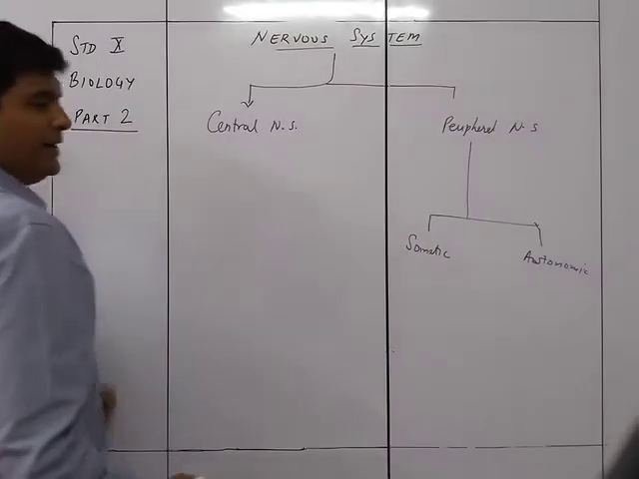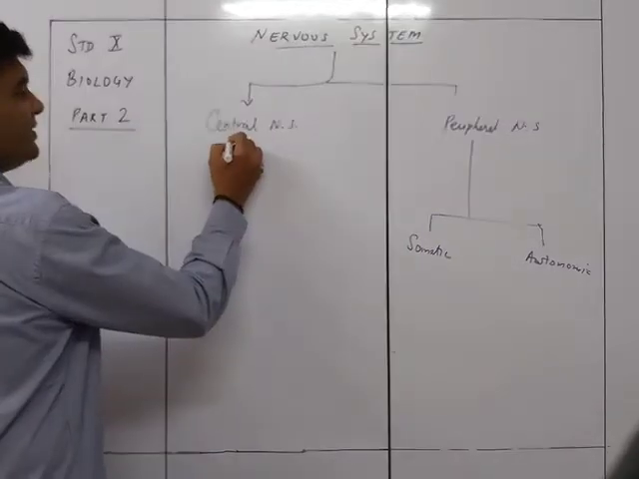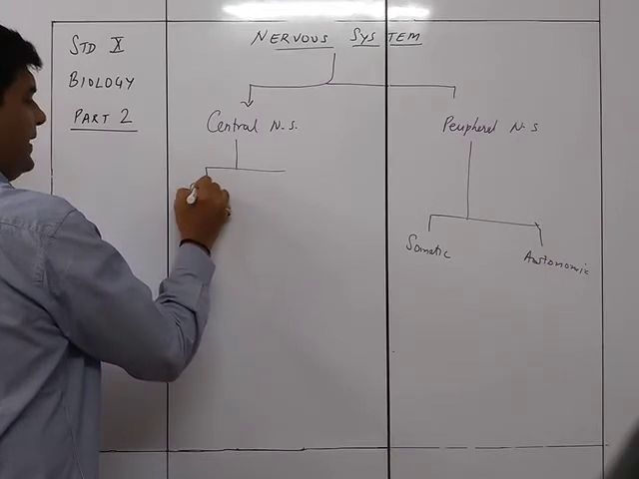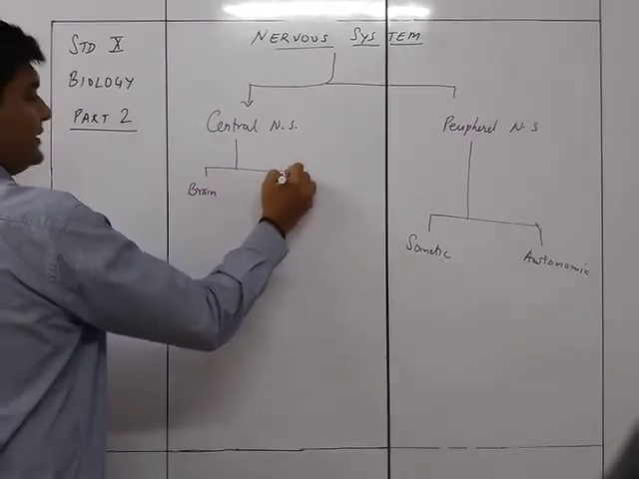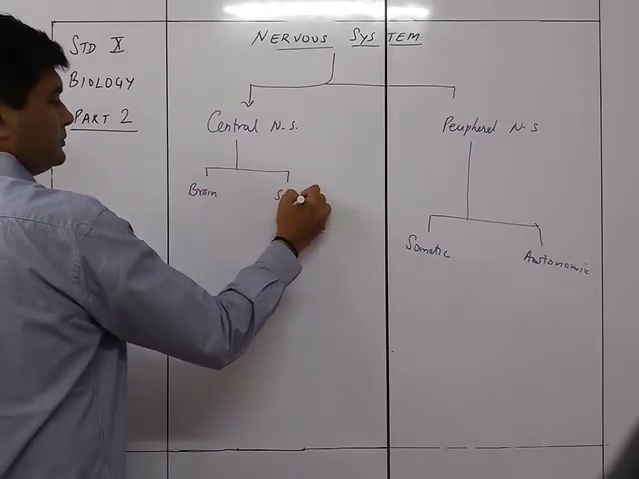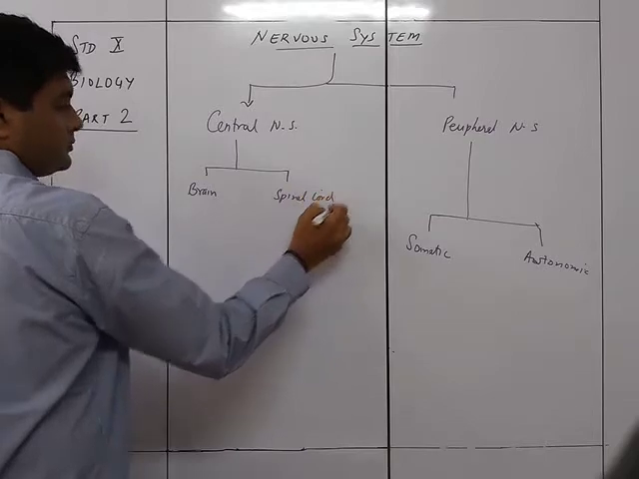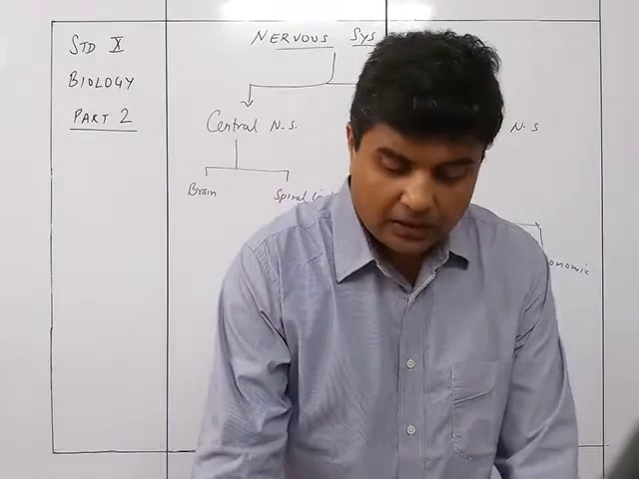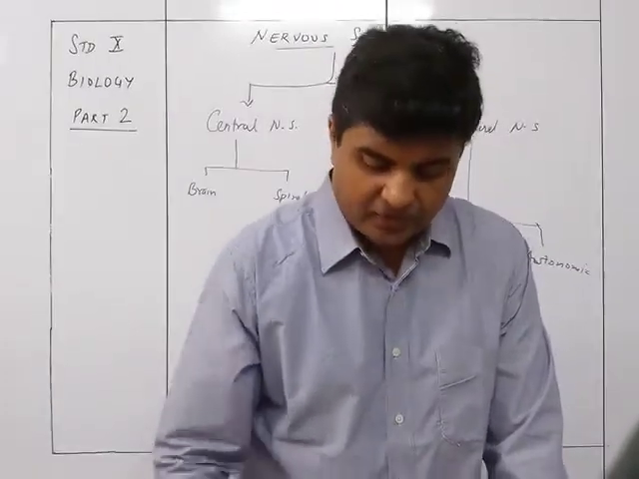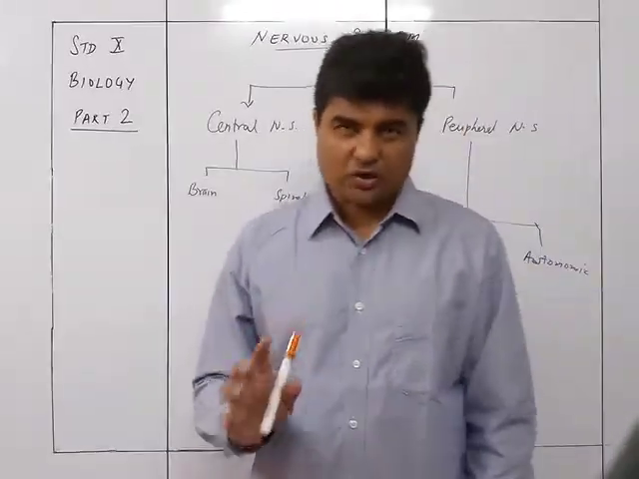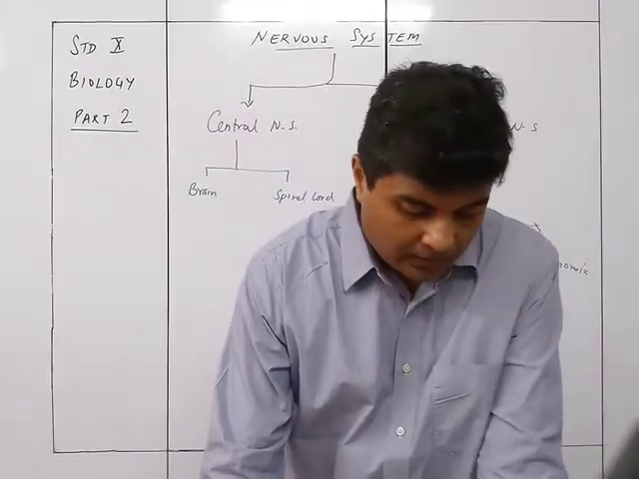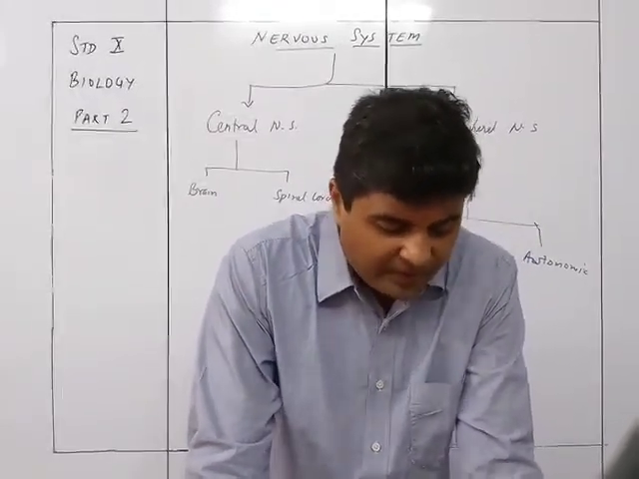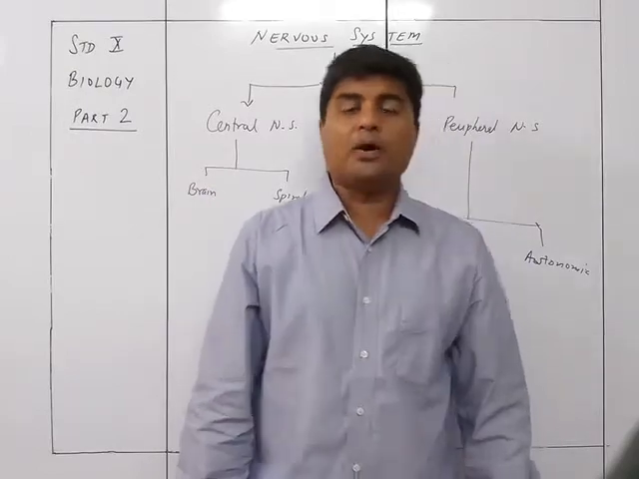Okay, somatic and autonomic. The central nervous system consists of two parts, the brain and the spinal cord. So first of all, the brain, and in the brain also there are many parts. So first of all, we just talk about the brain. In proportion to the size of the body, the human brain is largest among all animals.